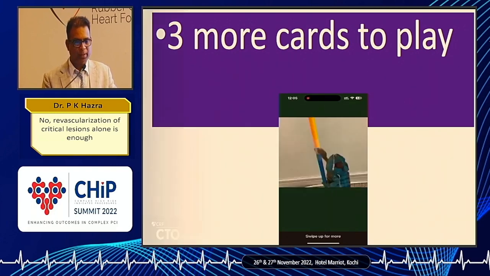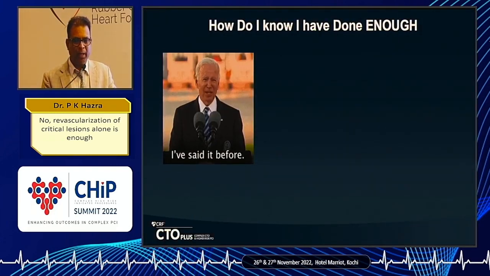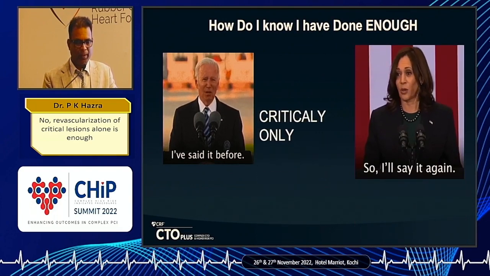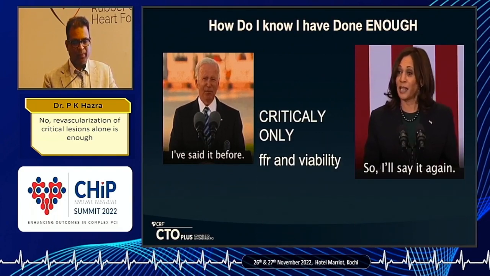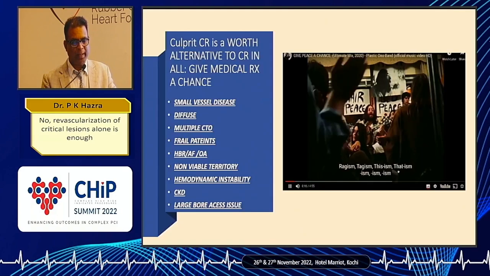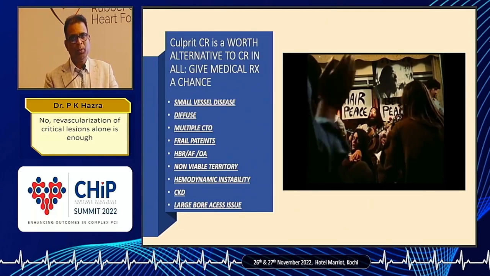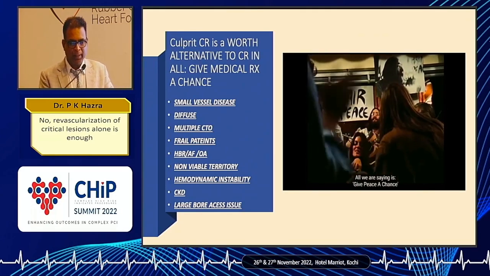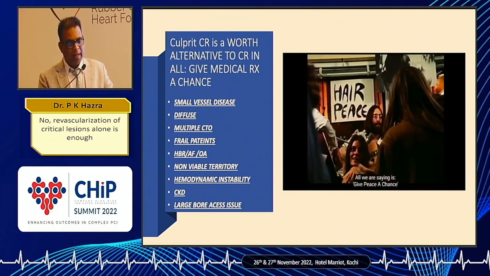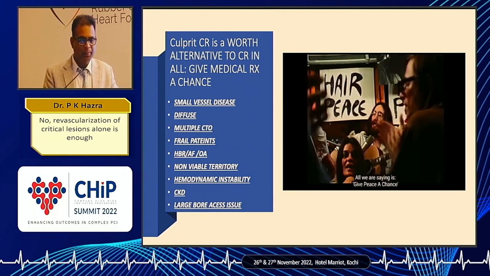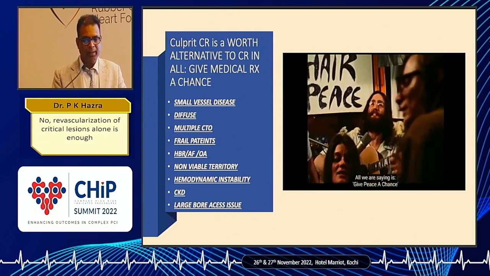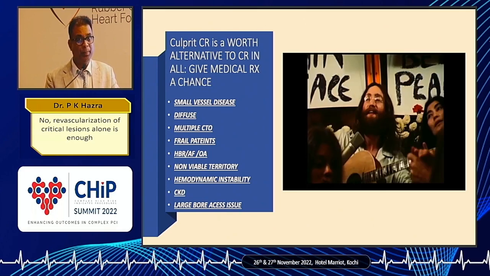Give me 2 more minutes, sir. So how do I know I have done enough? I said it before: critical only, FFR and viability. I have 2 more cards to play. Those who listen to the song by John Lennon, Give Peace a Chance. So my submission here: culprit only is a worthy alternative to complete revascularization.